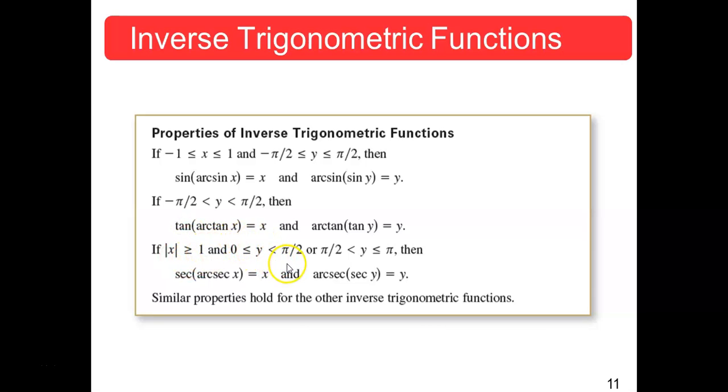And then y has to be either in between 0 and pi over 2, not including pi over 2, or it has to be in between pi over 2 and pi. So basically y has to be in between 0 and pi, but it can't be equal to pi over 2. And then it holds as long as we stay within those intervals.